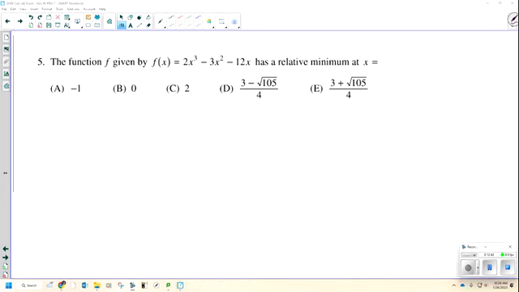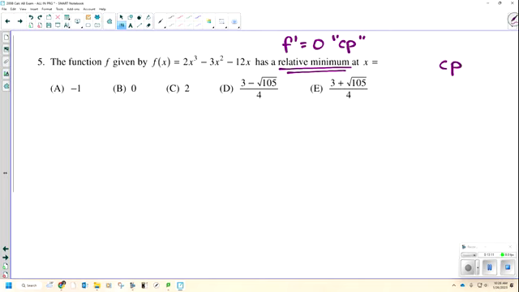Number 5. The function f given by f of x equals 2x cubed minus 3x squared minus 12x has a relative minimum at what value of x? All right. Minimum. That means I'm going to look at the first derivative. First of all, I want to find out where that's 0. I want to find what's called a critical point. Once I got this, I'm going to call it CP for critical point. Once I have this critical point, I find out where that is.